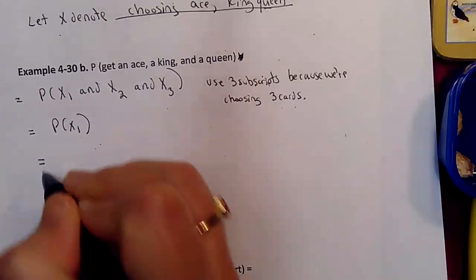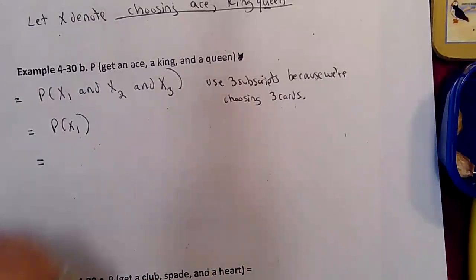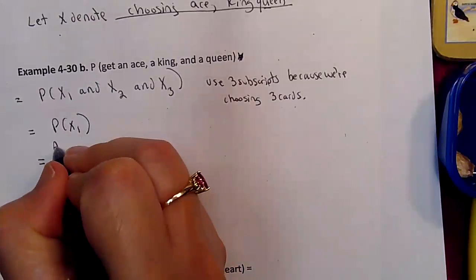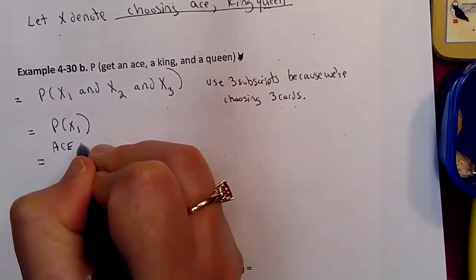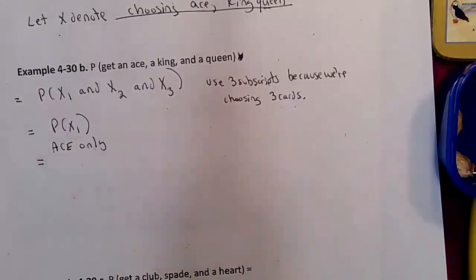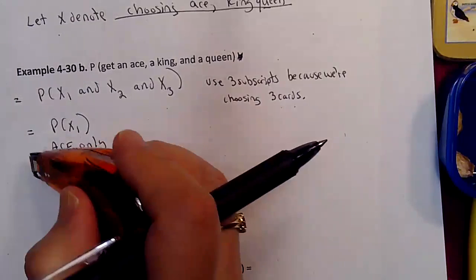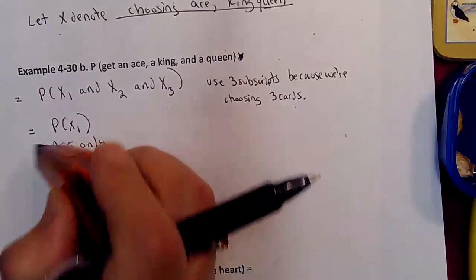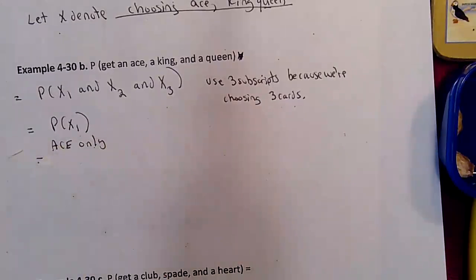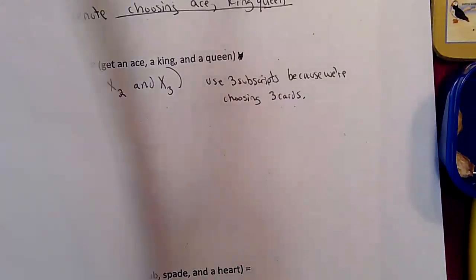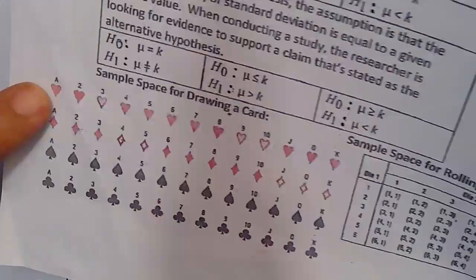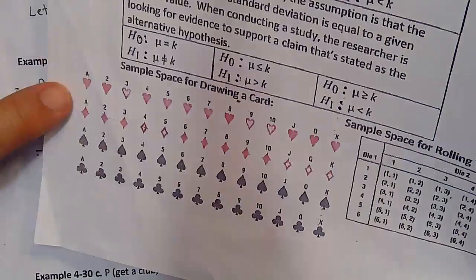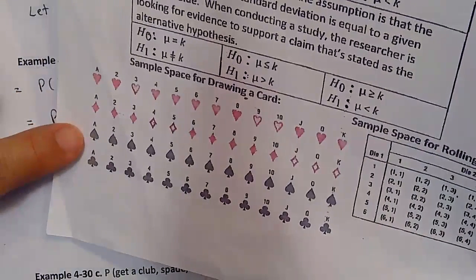So for that first probability, you're choosing only an ace. Ace only. Okay, well let's see what our options are for the ace card. If you look at your cards on the ace, you have 4 to choose from. There's the heart, the diamond, the spade, and the club. So I'm going to write those down.